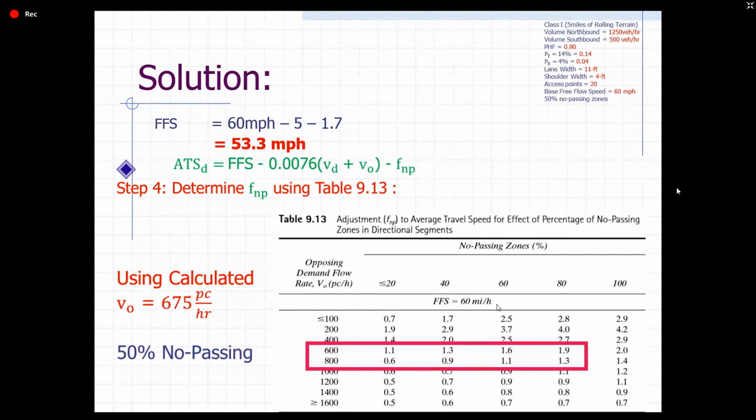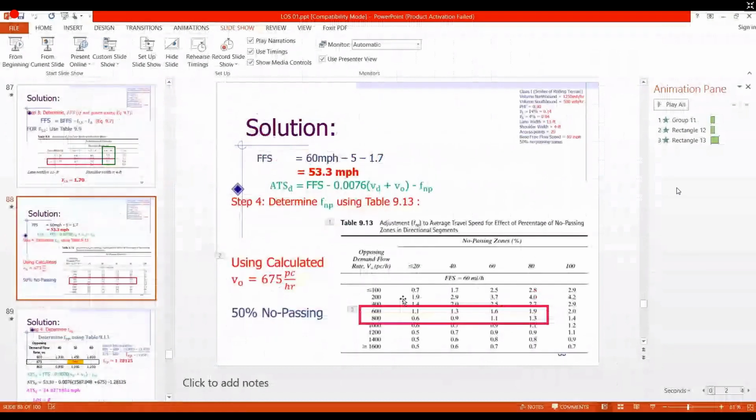wait lang. Free flow speed is 60 miles per hour. Doon sa table 9.13, if you go to your table 9.13, there are times na yung free flow speed is hindi equal sa mga ito. 60 miles per hour. So, ang gagamitin nyo lang is yung mas malapit. Let's say, for example, yung next ata is 65. So, wait lang. Table 9.13. Ito. Para hindi tayo mag-interpolate dito kasi mahirap mag-interpolate dito.